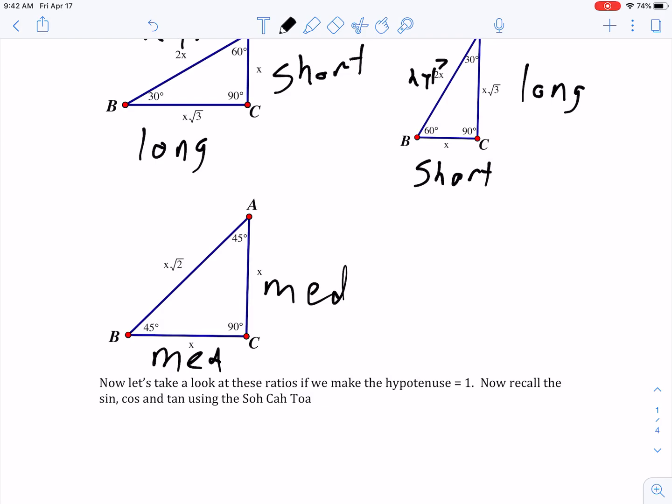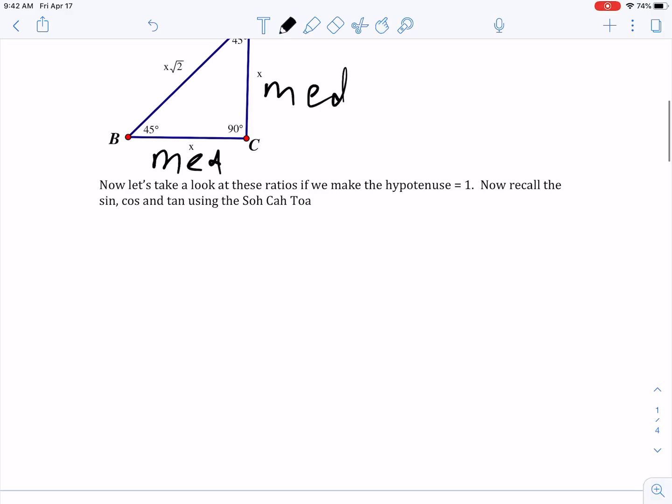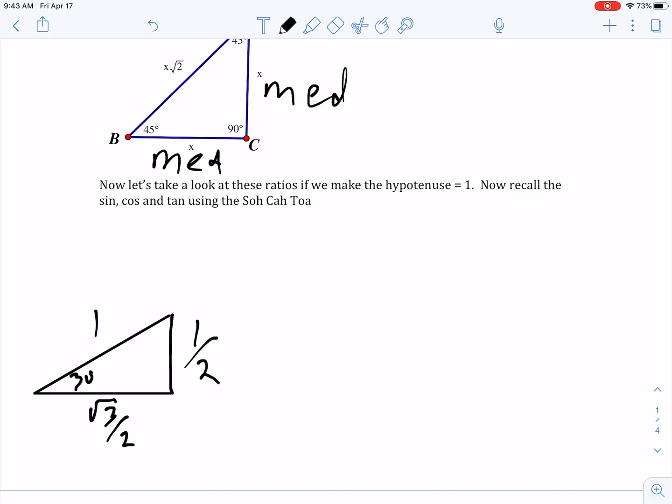Okay, so now let's take a look. If we make the hypotenuse all 1 in these right triangles, let's take a look at what that would look like. Okay, so I'm going to draw a 30-60-90. All right, so I'm going to call this 30 right here. Then the long would be this, root 3 over 2. The short side would be the vertical, that would be 1/2. And the hypotenuse, we said, is 1. If you want to do the math, you can plug it in and figure out those sides. If you plugged in 1 for 2x as the hypotenuse, you'd get those sides.